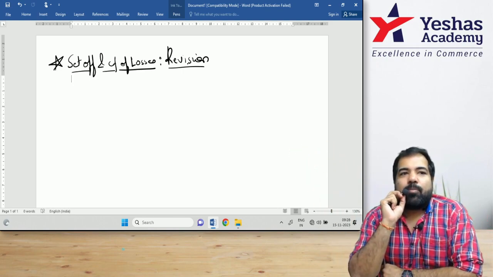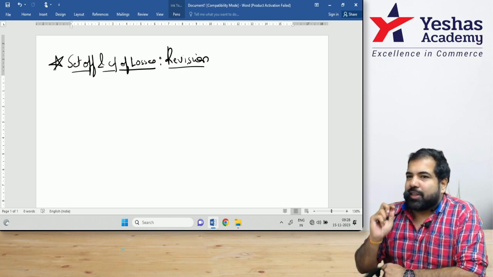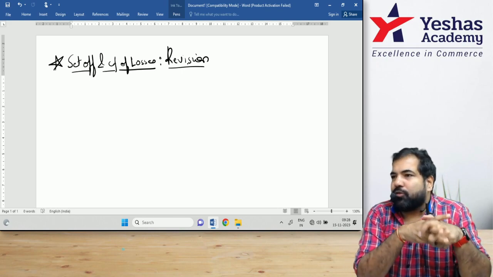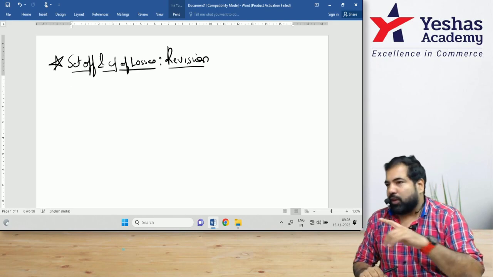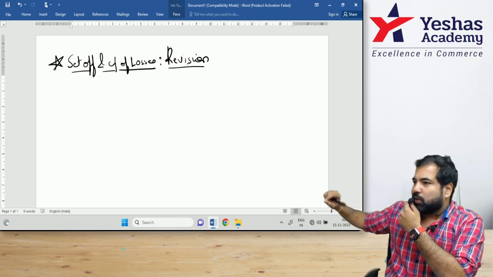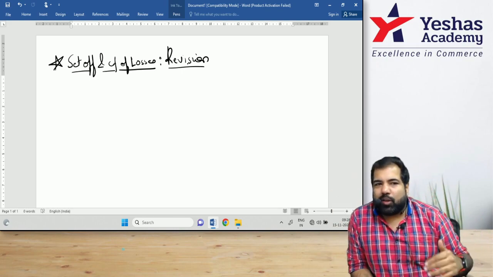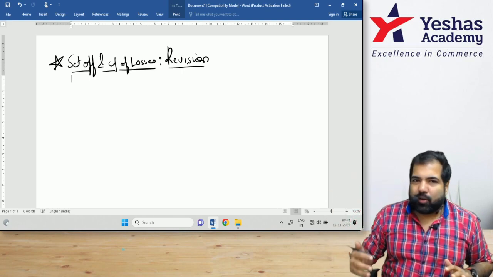Yes. Guys, set off and carry forward of losses in the exam. Let's do a revision, 5-7 minutes. Let's spend on this. How will you identify this? They will not tell you set off the losses. They will only tell you find out gross total income, and maybe they'll tell you identify the losses that are to be carried forward. So you know it's a part of this chapter.